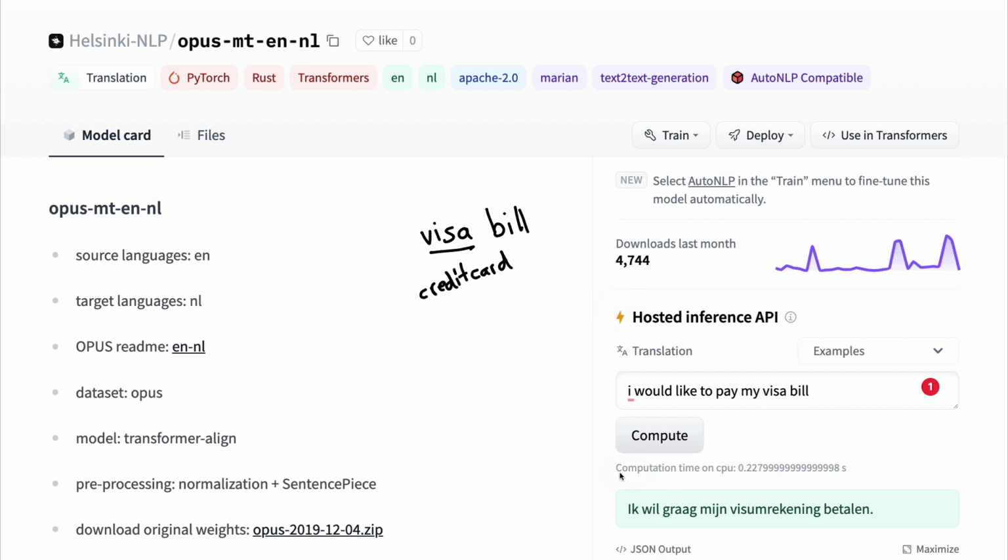But if I read this in Dutch, ik wil graag mijn visumrekening betalen, then this literally translated means bill for an international visa. And although it's a subtle change, I do hope that you can appreciate that there's an opportunity here for things to go just slightly awry. In the context of a virtual assistant that's dealing with financial information, visa here would definitely refer to the credit card, not to an international traveling document.